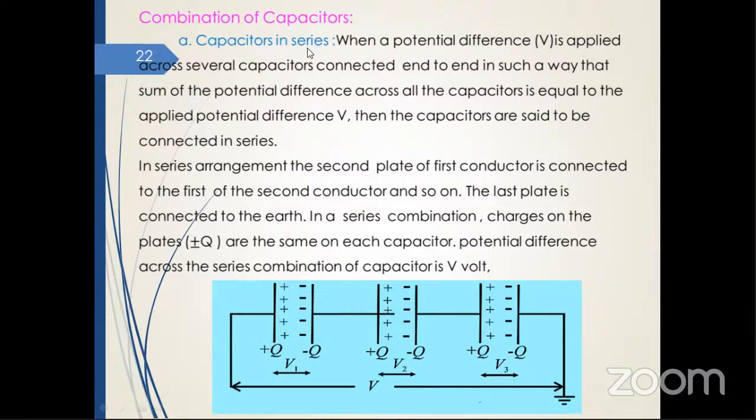What is the meaning of that? That means V is equal to V1 plus V2 plus V3. That means the several capacitors are connected end to end. See, this is the first capacitor. Now this total system is also called a capacitor. This is capacitor 1, this is capacitor 2, and this is capacitor number 3. So capacitor 1 is connected to the second, and the second is connected to the third, and this first, second and third are connected in series.